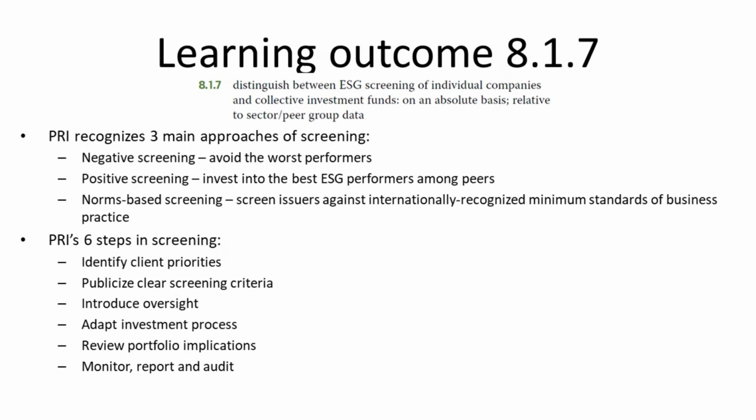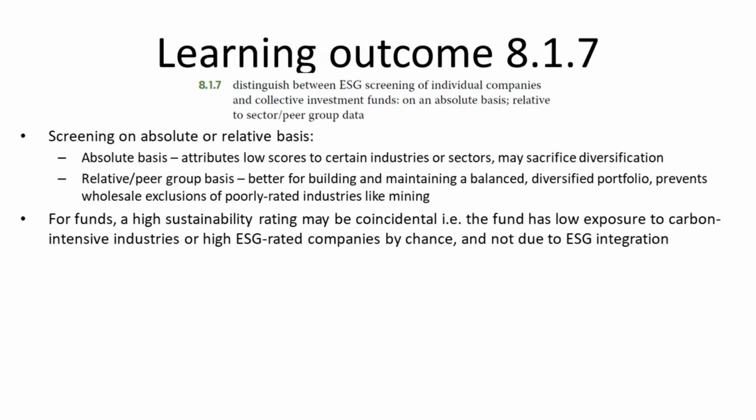And there are 6 steps in screening. They appear more appropriate for screening funds and probably not so much for individual companies. The 6 steps include identify client priorities, publicize clear screening criteria, introduce oversight, adapt investment process, review portfolio implications, and monitor, report, and audit. And screening may be done on an absolute or relative basis.